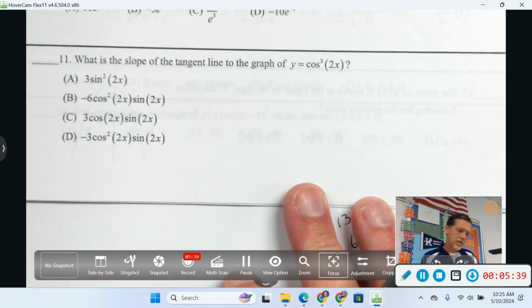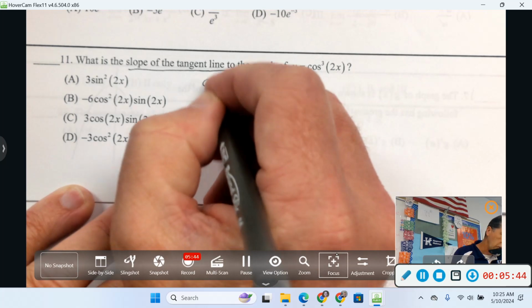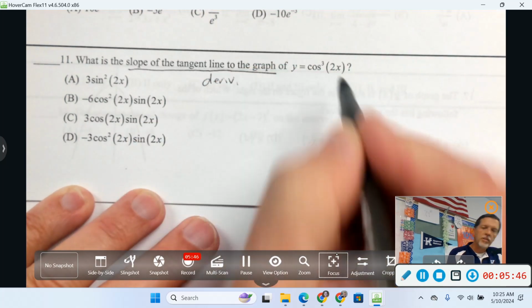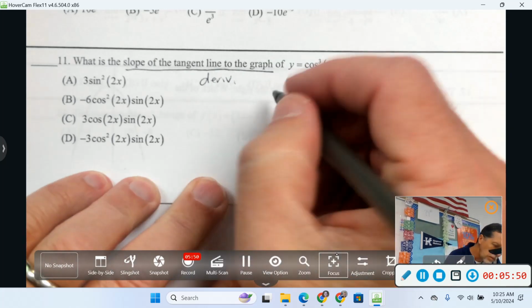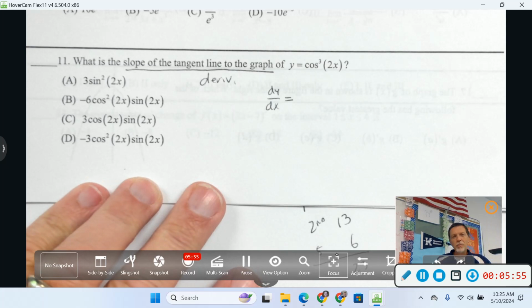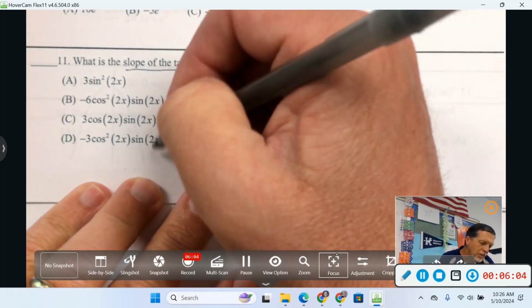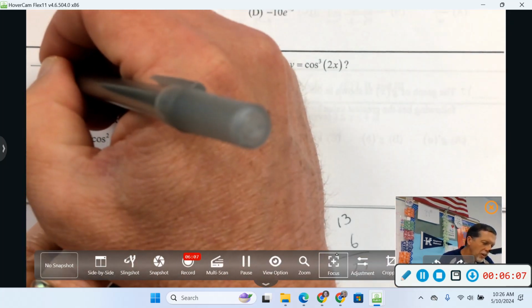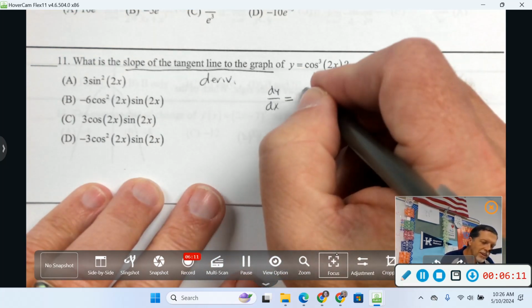Number 11. Slope of the line tangent to the graph, so that's a fancy word for derivative. This looks like chain rule going on here. I think we mentioned yesterday that when in doubt, pick the longest answer. I don't think that's the best way to go, but it's not a bad way to go for a chain rule problem. Although these are all pretty close to the same, I would be very suspicious of A. That doesn't look like enough chains have been added on there.